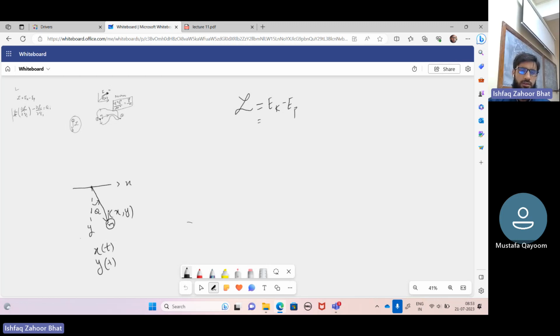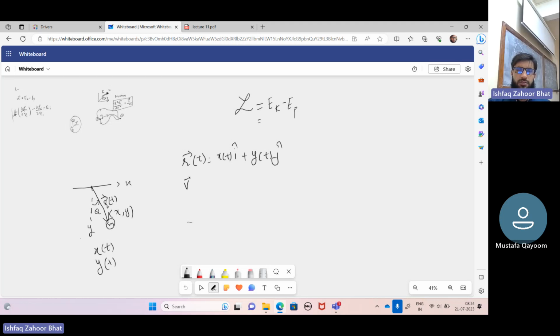And this we can represent as the position vector. So we can basically write the position vector as x of t i plus y of t j. So this is the position vector. Now what is the velocity?